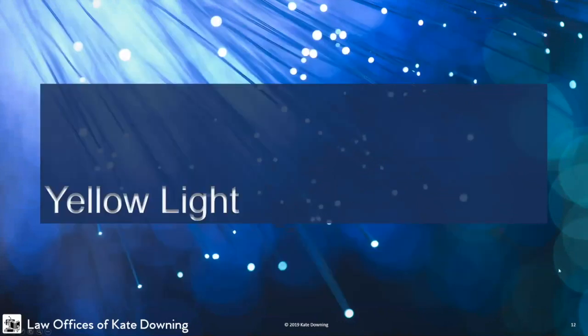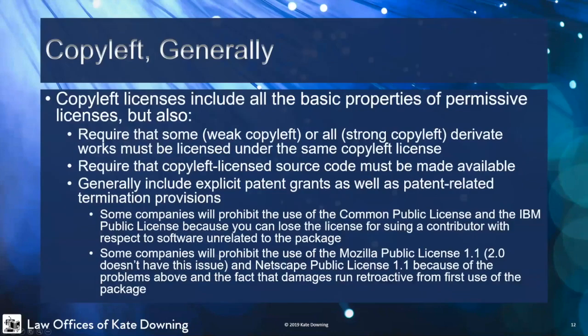Okay, so yellow light. This is kind of the meat and potatoes, and where I think a lot of conversation is going to focus when you're writing your third-party package license. So this category includes what I would call weak copyleft and weaker copyleft licenses. So what do we mean when we say copyleft?